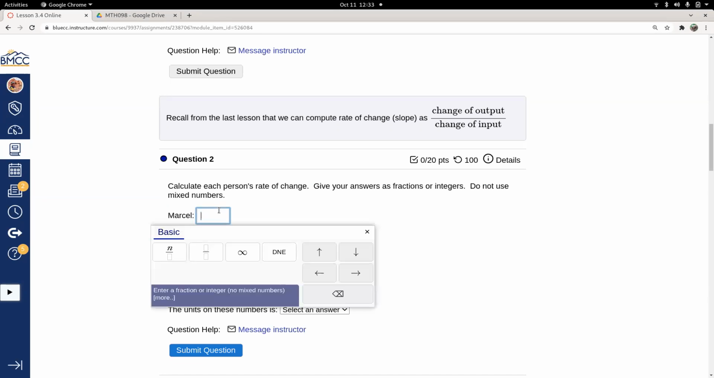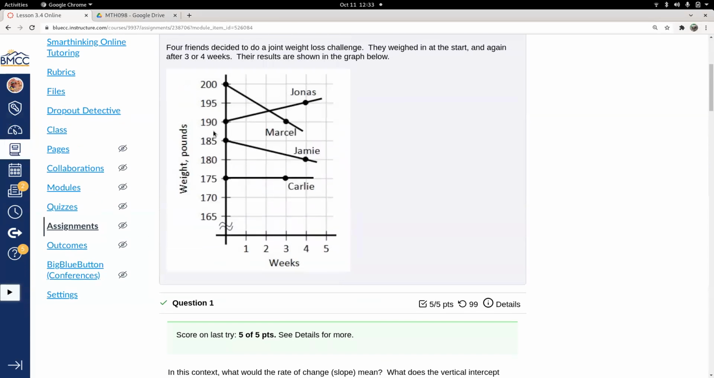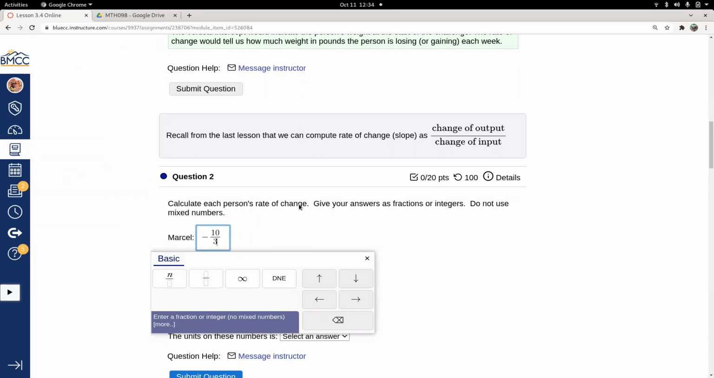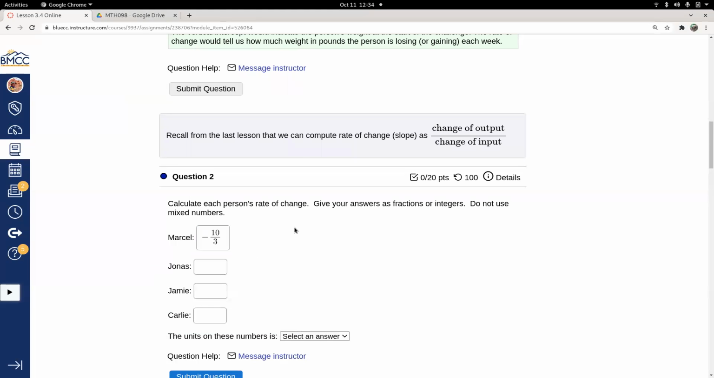And you can use their fraction button, or you can just type divide. So like, what did we have for Marcel? Marcel was the negative 10 over 3. So I could just go over here and type negative 10 over 3. And just use the slash on my keyboard to divide. Or you could use the fraction button, your call.